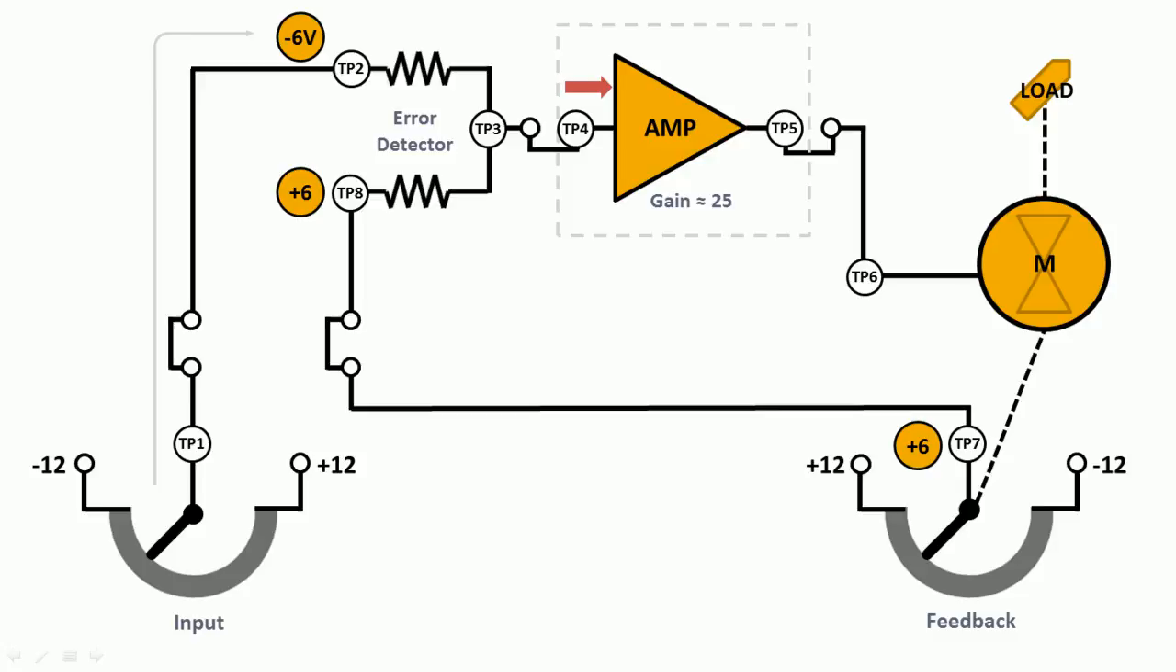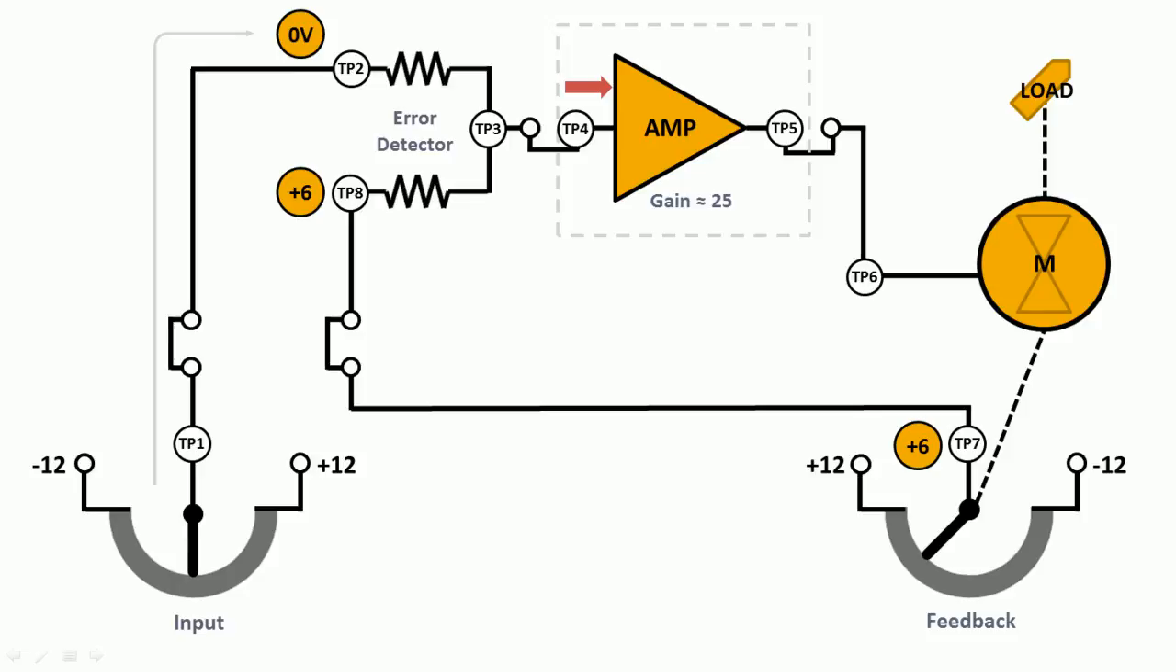Before we proceed to the next section, let's recenter the load. Watch the wiper of the input potentiometer. I'm going to rotate the wiper counterclockwise to the original 0-degree position. Because the wiper is halfway between the negative 12 volt supply and the positive 12 volt supply, 0 volts will be applied to TP2.